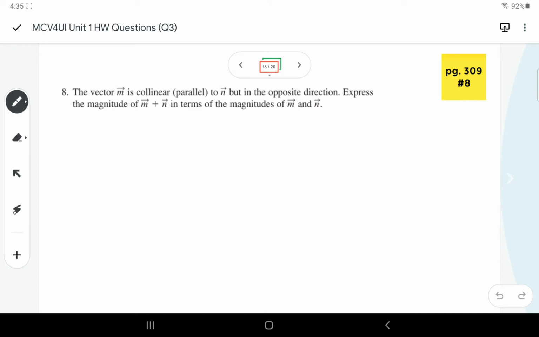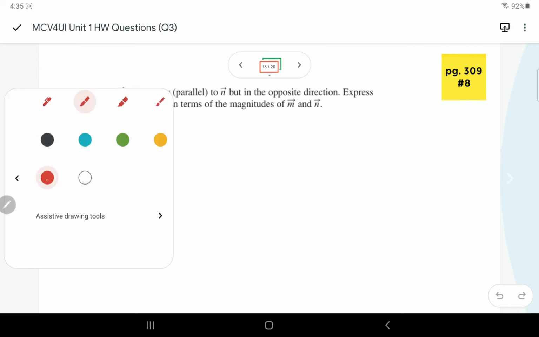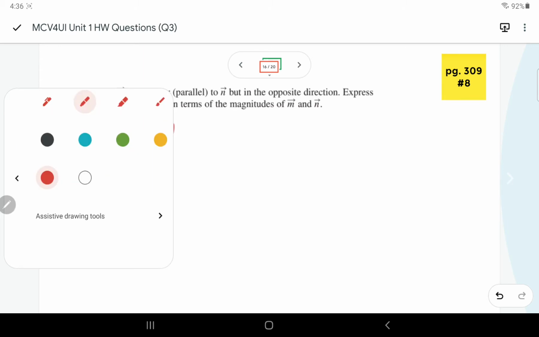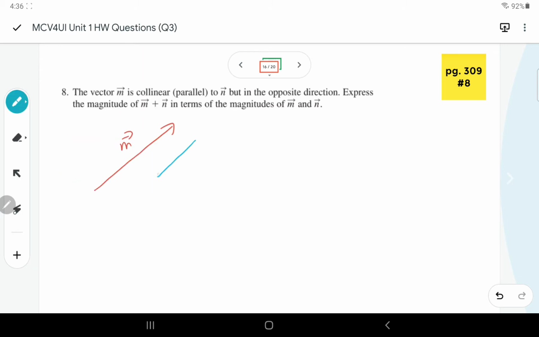Okay, so vector m is collinear to n, but in the opposite direction. Express the magnitude of m plus n in terms of the magnitudes of m and n. Okay, that's a lot of words. Let's try and draw a picture. So we've got vector m and vector n.